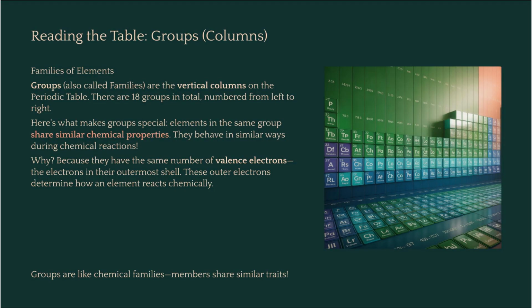The vertical columns are called groups or sometimes families. There are 18 groups. These are the truly powerful organizing feature. Elements that are in the same group share very similar chemical properties. Why? Because they all have the same number of valence electrons, the electrons in the outermost shell, which are the electrons that determine how an atom will react with others.